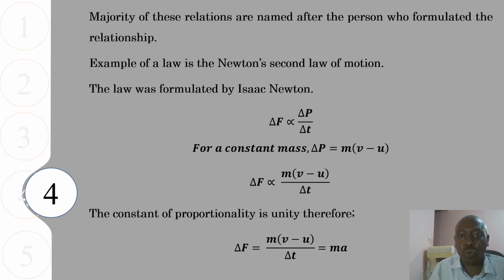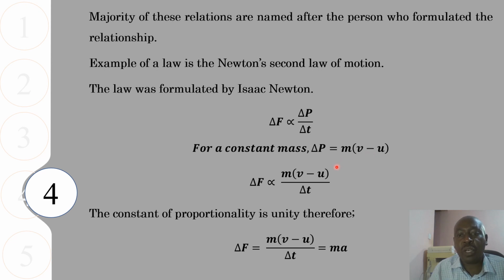His main physical quantities were inertia force, momentum, and time. And he came up with this relationship that a change in the inertia force is directly proportional to the change in momentum with time. For a constant mass, that is a mass that is not changing, change in momentum is given as a product of the constant mass multiplied by the change in velocity.